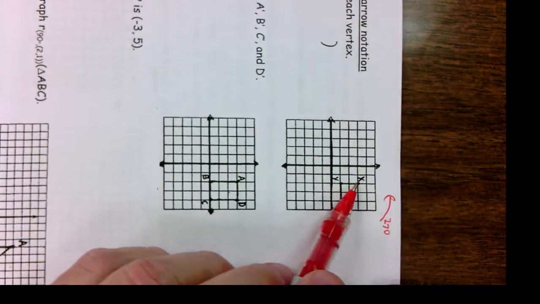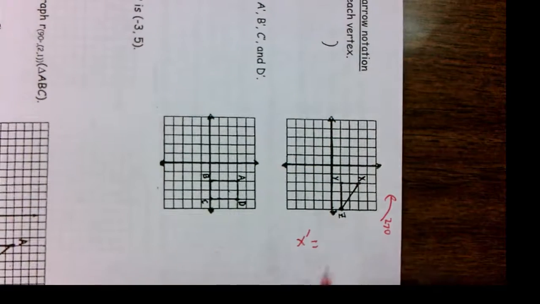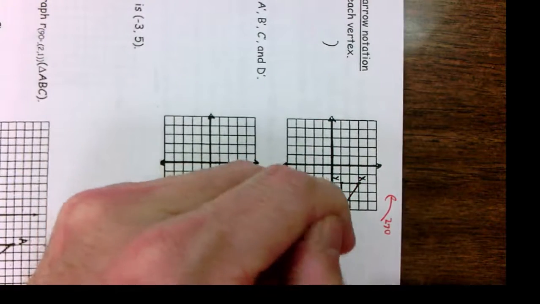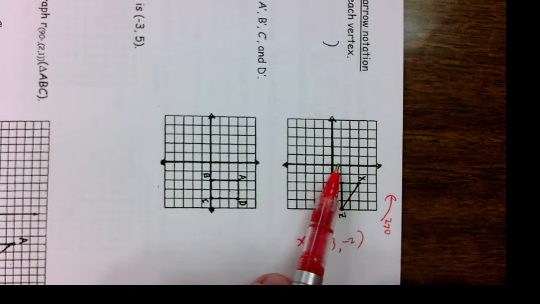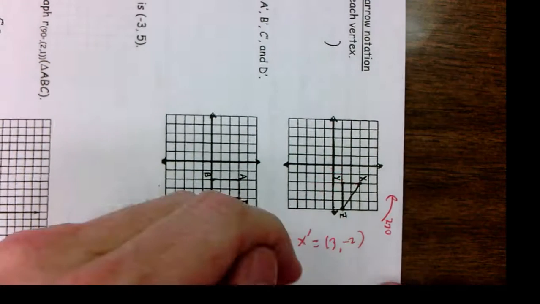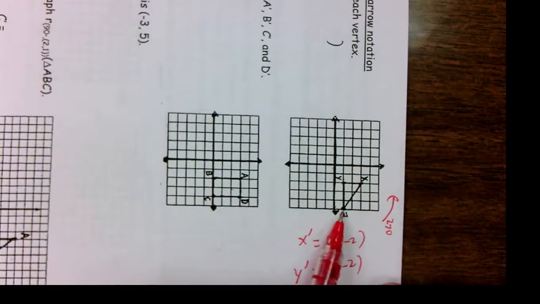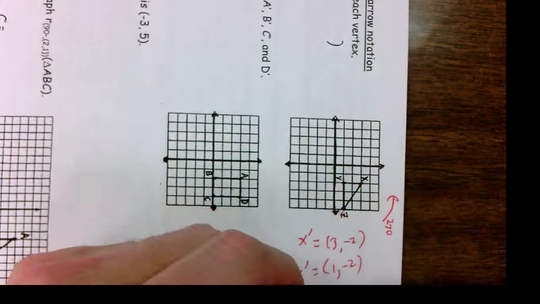So x here now has x prime at positive 3, negative 2. Y now has y prime at positive 1, negative 2. And the z-coordinate, when I rotate it 270 degrees, is now at positive 1, negative 5.